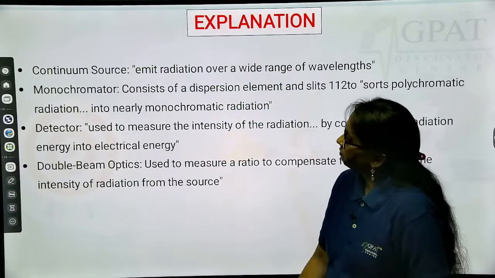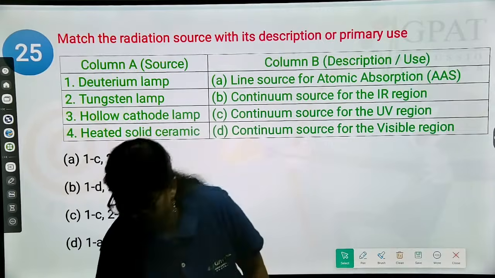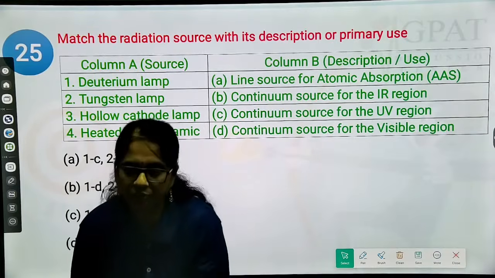Next, I think everyone has given the right option for this.